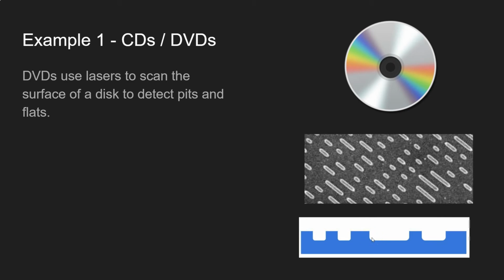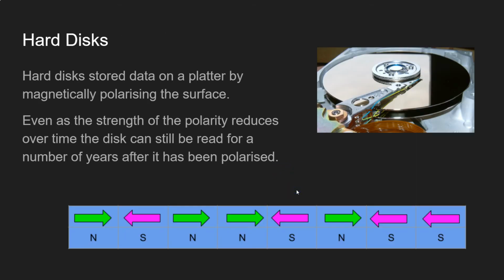So if you've got CDs that are manufactured by slightly different manufacturers, or they're slightly scratched or something like that, then it won't matter, because although the pits and flats might not all be exactly the same height, you've either got a pit or you've got a flat. And you can detect that really, really simply. And the same goes for hard disks.